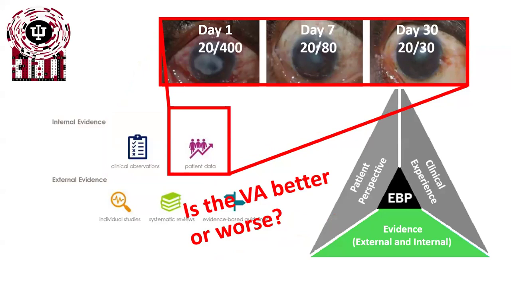We also have patient data, which we can think of as the visual acuity, as an example. In the same situation, the patient came in seeing 20/400 on day 1. Is the clinical data getting better or worse? By day 30, this patient is getting better. They're at 20/30. We're moving in the right direction.